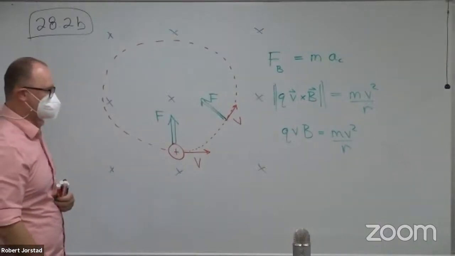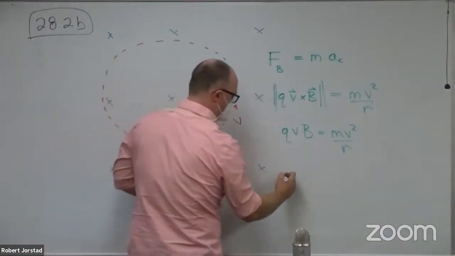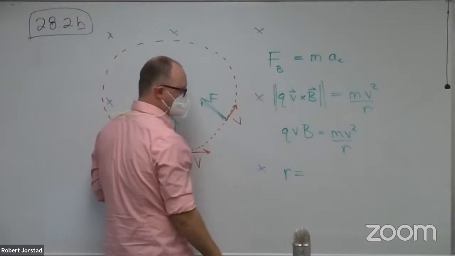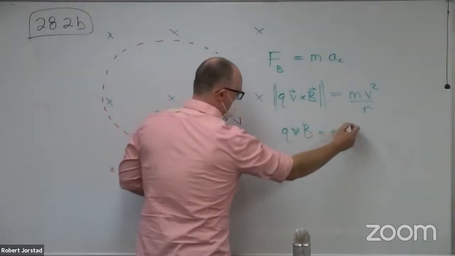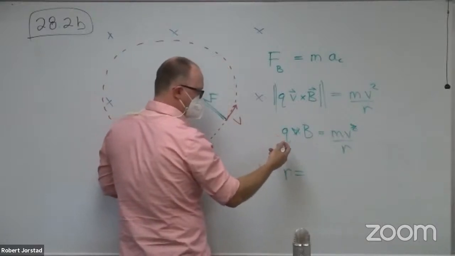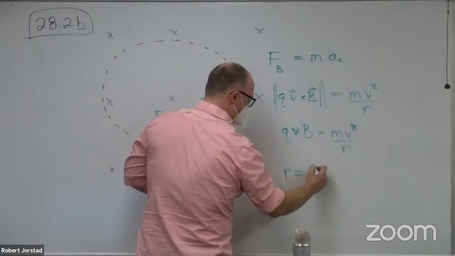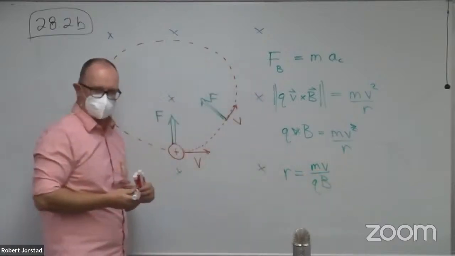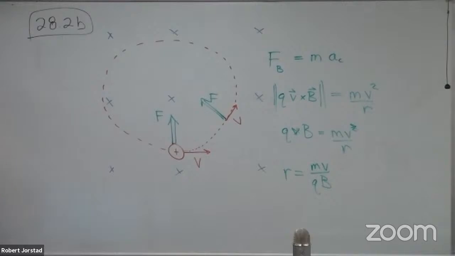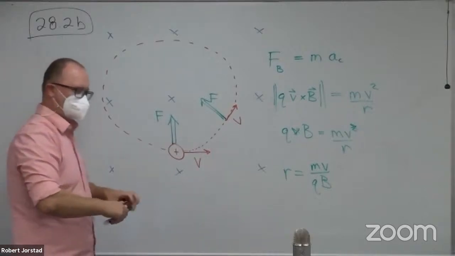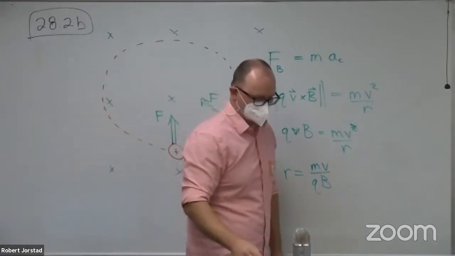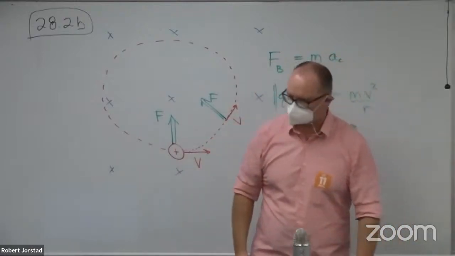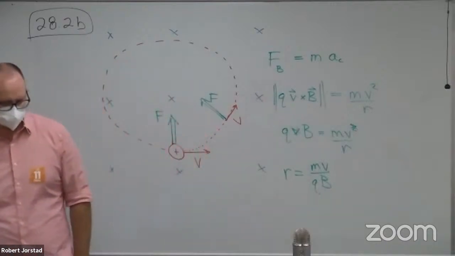The radius of circular motion is thus what? Solve for it. Move some stuff around. V drops. It's M V over Q B. Depending on the parameters, this is called the radius of gyration, I believe. You can read about this in a book. I'm going to read about it in Python.